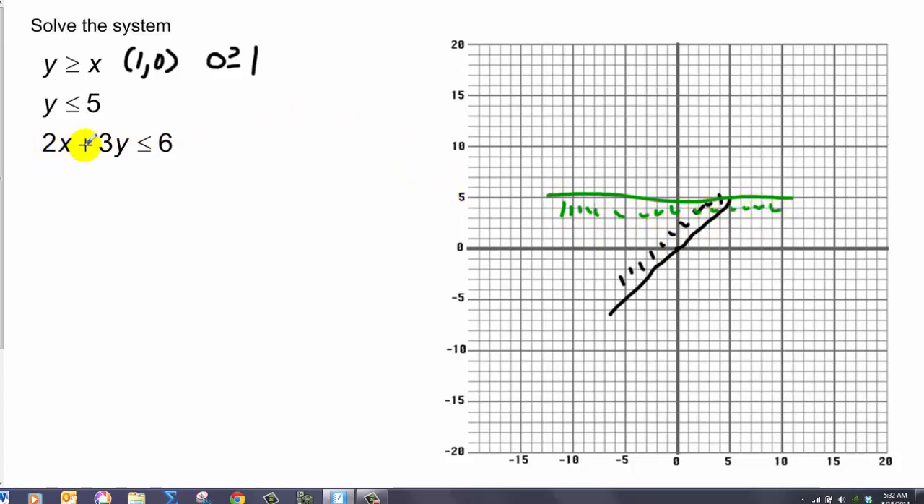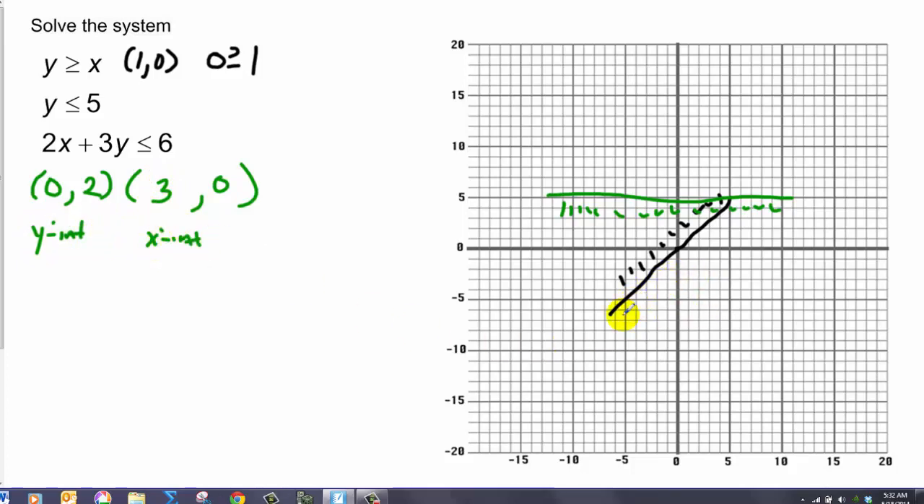And then I have 2x plus 3y is less than or equal to 6. I can get the slope intercept form, or I can use x and y intercepts, and I think I'm going to do that. If x is equal to 0, then y is equal to 2 in this case. And if y is equal to 0, then x is equal to 3. So once again, this is my y-intercept, this is my x-intercept.